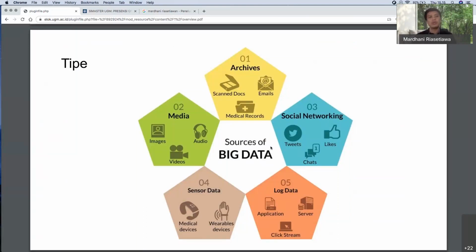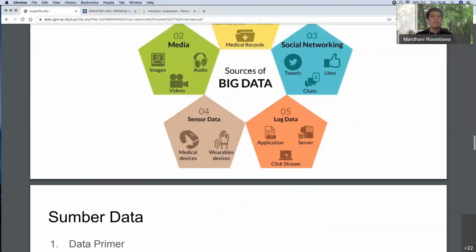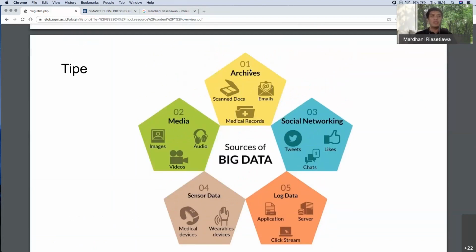And then, of course, today we go to intelligent environment data. So like sensor data, we have medical devices, wearable devices, everything inside the data. And then the log data. So we can identify people not only from the face, but also the activity in the network, for example. So we need to have data from the application server, clickstream, and so on. So that will be your challenge in understanding big data. So that will be the first assumption and the types of sources of big data.